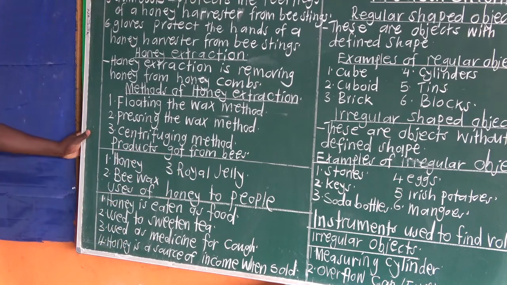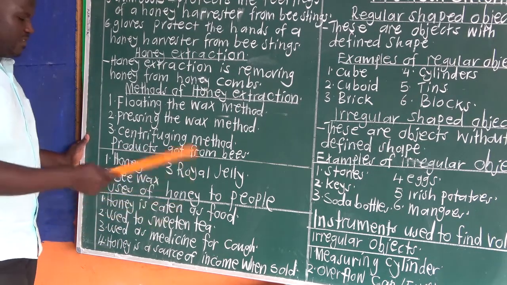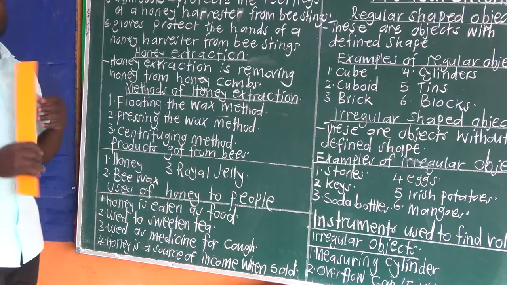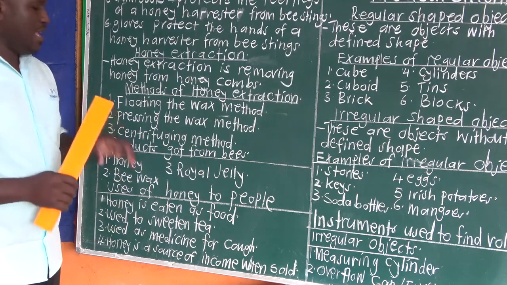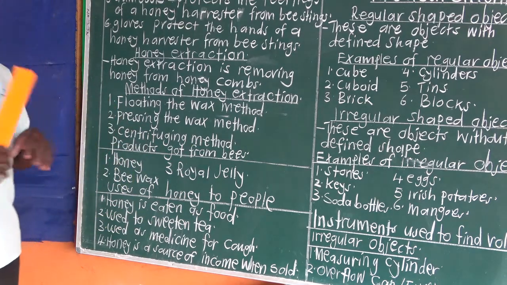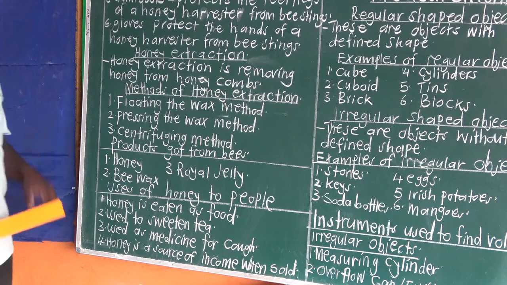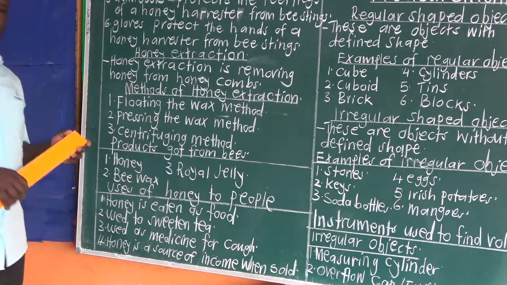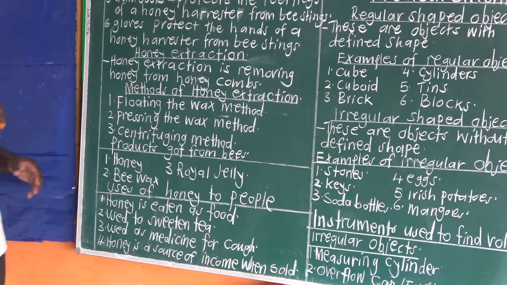Uses of honey to people. How is honey important to people? Honey is eaten as food. And when you eat honey, you get carbohydrates. That's why honey is sugary. It has sugar in it. It is sweet. So when you eat honey, you get energy. So honey provides carbohydrates, so it is eaten as food.